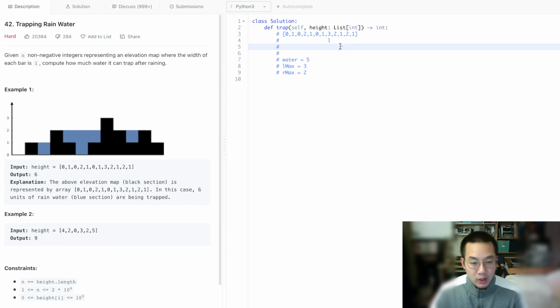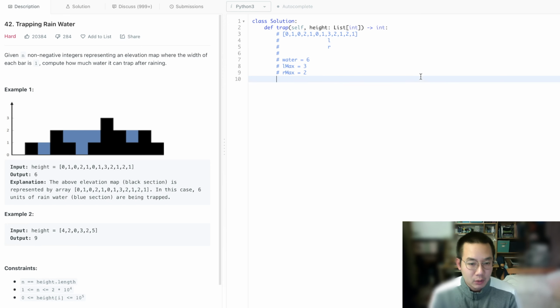We add 1 more water because right max is now 2, 2 minus 1 is 1, and we have 6. We have 6 total waters, and we move right, and 2 minus 2 is 0, and we move right again, and we are at the same spot. So we're done with our operation here, and we have a total of 6 waters as seen here.